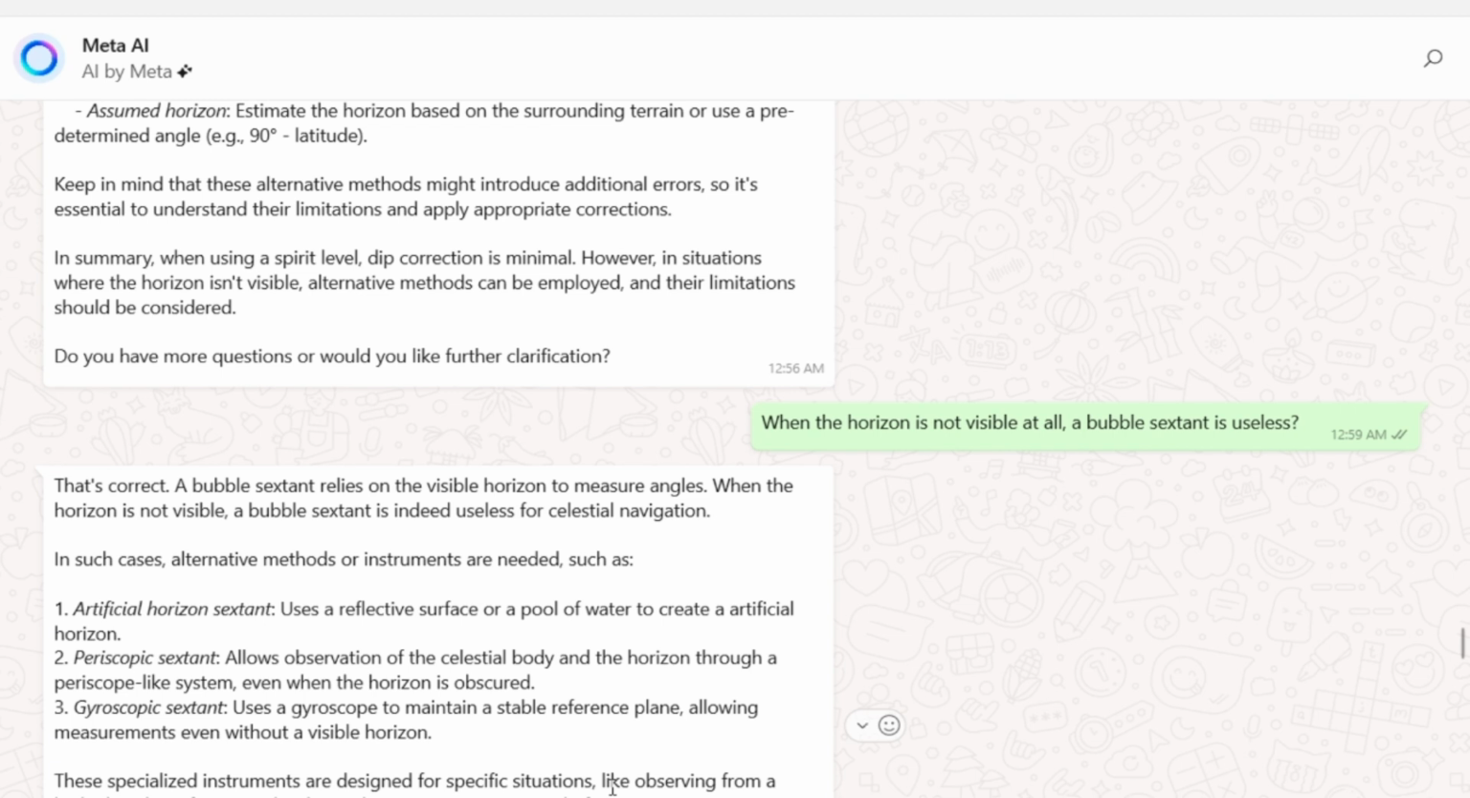AI answers, that's correct. A bubble sextant relies on the visible horizon to measure angles. When the horizon is not visible, a bubble sextant is indeed useless for celestial navigation. In such cases, alternative methods or instruments are needed, such as, once again, those same examples.